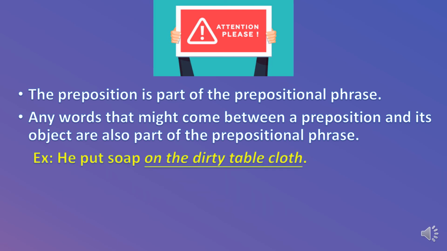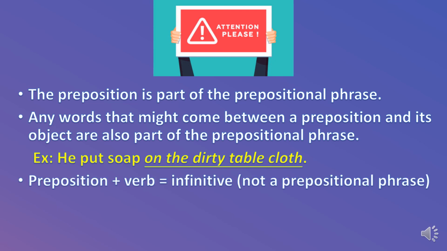So, for example, he put soap on the dirty tablecloth. On is the preposition, cloth is the object, and dirty and table are adjectives. So here the words that came between the preposition and its object are also part of the prepositional phrase.